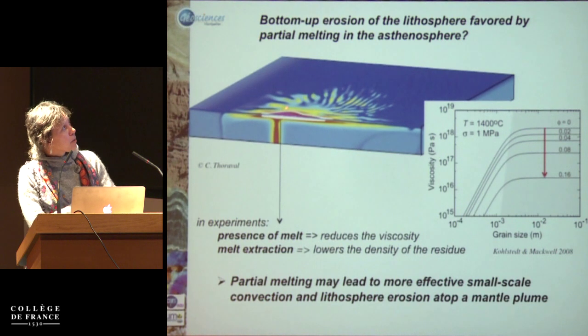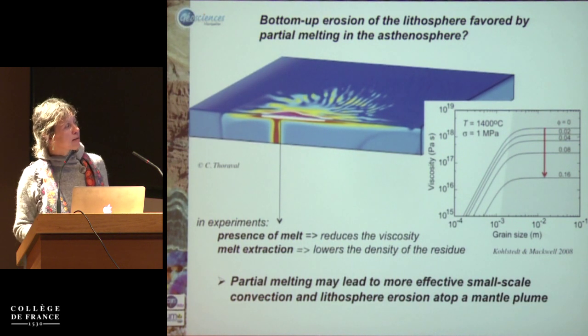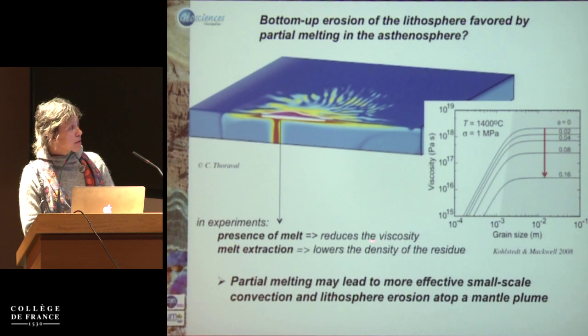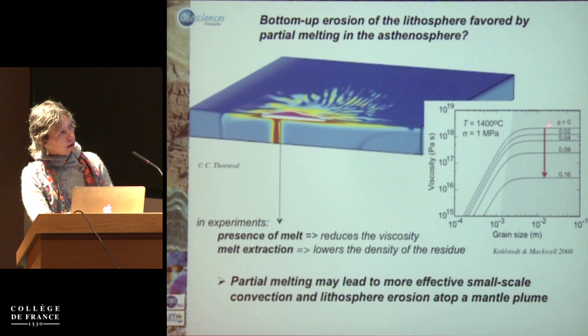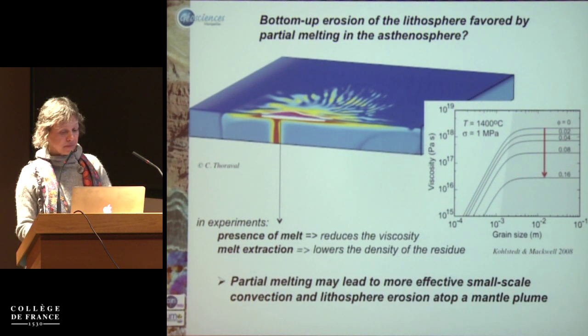The idea is that maybe the presence of melt can also enhance the small-scale convection and get a stronger erosion of the lithosphere base, mainly based on two points. The presence of melt will reduce the viscosity. These are experimental results from Kohlstedt's group that show that if you enhance the melt fraction, marked here, you can get a strong reduction in viscosity in the dislocation creep, which is grain size independent. We also have a reduction that's not as strong in the diffusion creep, this part here, the white part of the table.